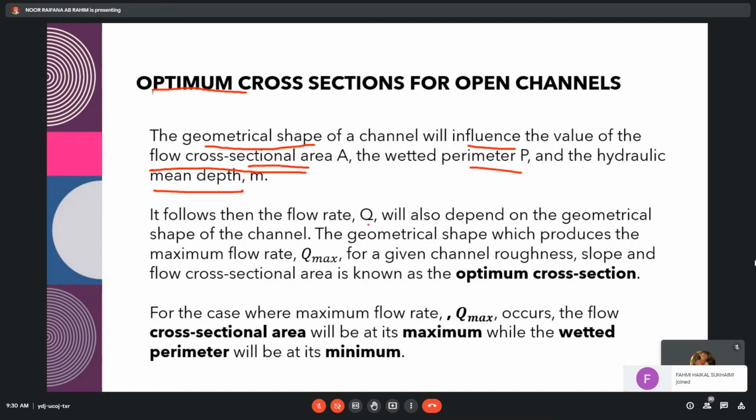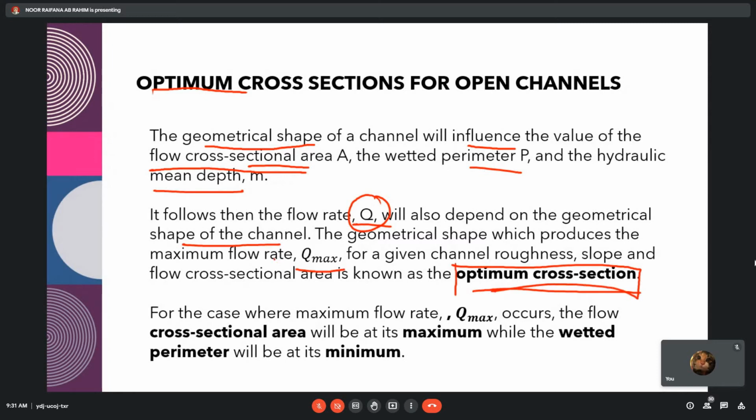So it follows then the flow rate Q will also depend on the geometrical shape of the channel. Q ni will depend dekat shape of channel. So the geometrical shape that will produce the maximum flow rate Q max for a given channel roughness, slope and flow cross section area is known as the optimum cross section. So maksudnya optimum cross section ni adalah geometrical shape that will give the maximum discharge. And then for the case where maximum flow rate Q max occurs, the flow cross section area will be at its maximum while the wetted parameter will be minimum.